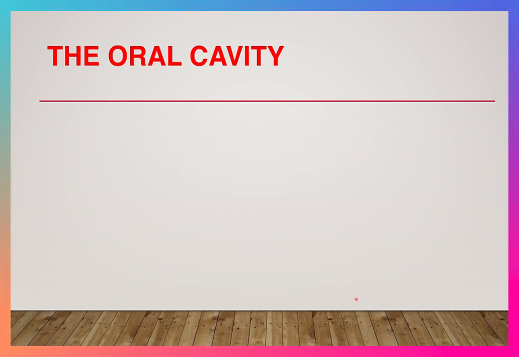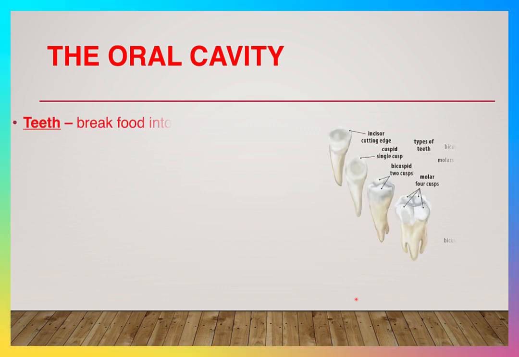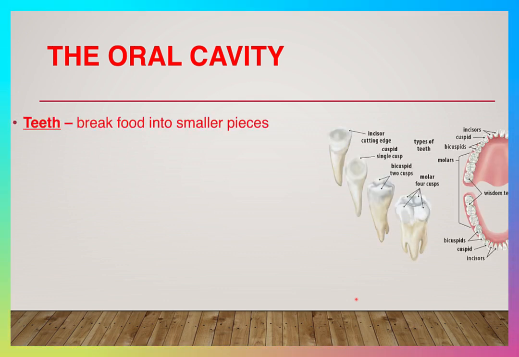The second part of this lecture will start out by talking about the teeth. The teeth are very, very important to the digestive process. You notice I specifically said the digestive process. You'll remember digestion is the breakdown of complex food molecules into simpler food molecules for absorption. And so the teeth are very important for this.